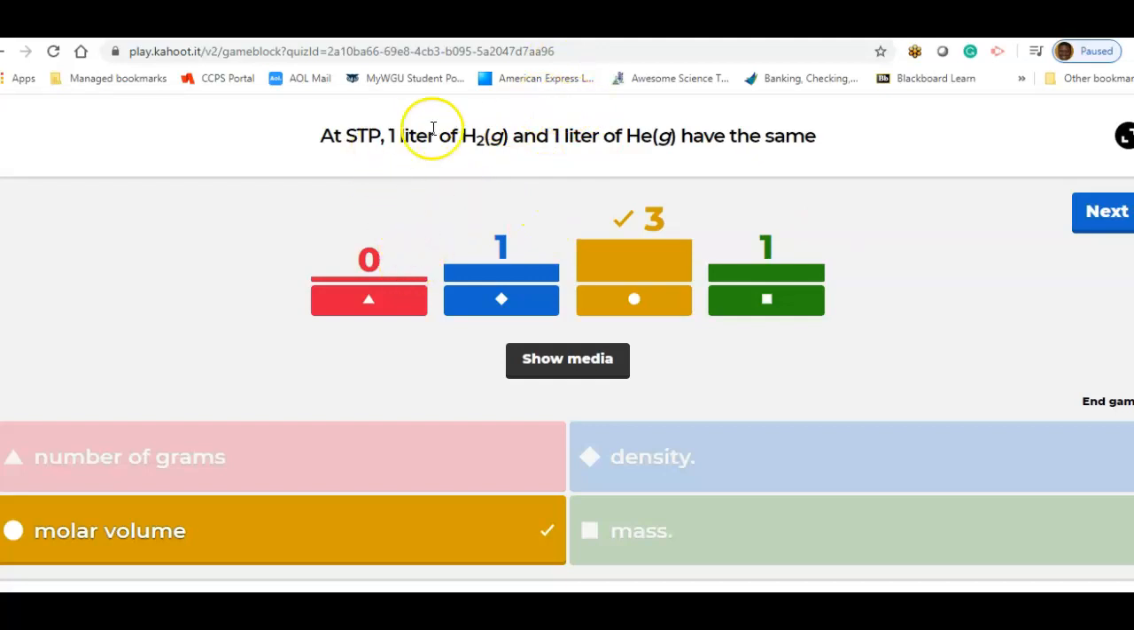All right, at STP, all these gases contain the same molar volume. They contain 22.4 liters at 1 mole.